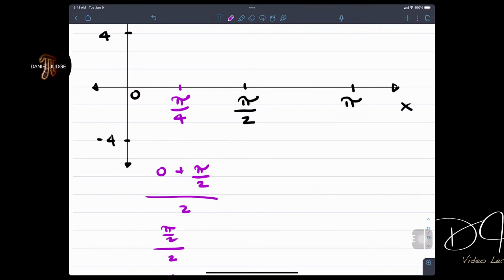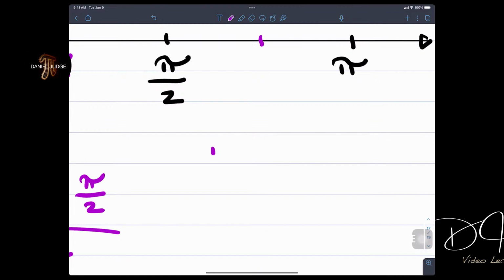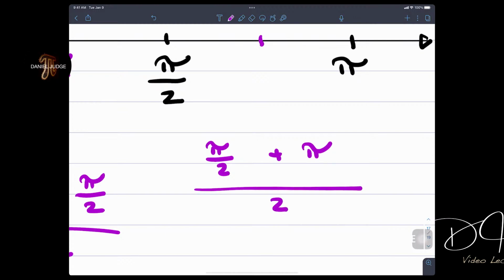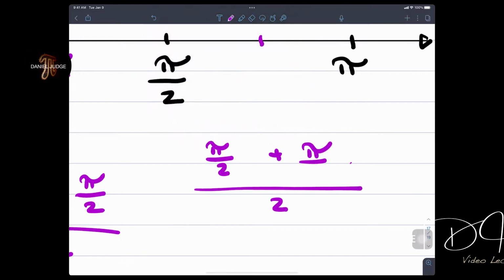And then again, the other halfway, the last halfway. Halfway between pi over 2 plus pi, don't forget to add them and divide by 2. So you're going to have here a situation where you have a fraction plus a whole number. Remember, you might say, where's my denominator just for pi? Well, put that over 1. And then you go, but I don't have the same denominator. Okay?